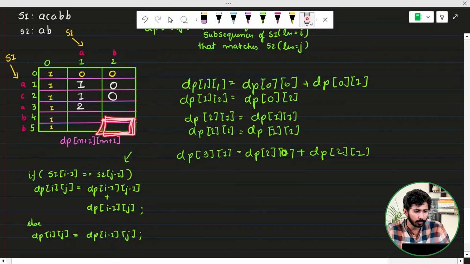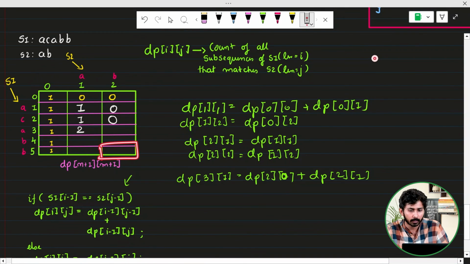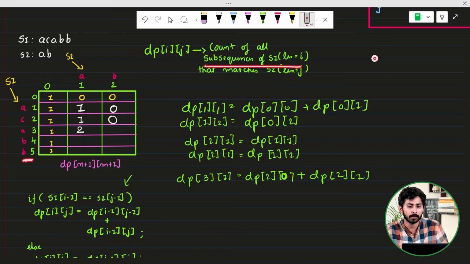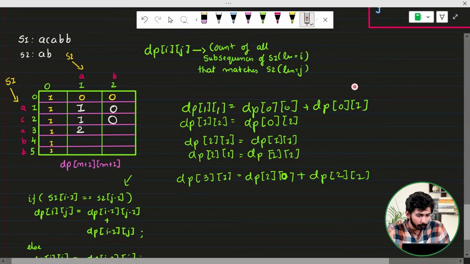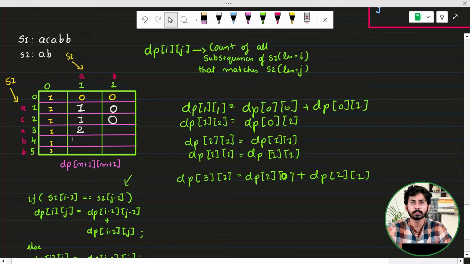Okay, so this says the number of subsequences, dp of n comma m. It says count of all the subsequences of s1 with length equals to 5 that match s2 of length equals to 2. The entire subproblem, that answer will be present over here. Okay, I hope you got an idea. You can do the dry running and try to fill the rest of the values and find out the value. Okay, so now let's try to see the implementation of it.